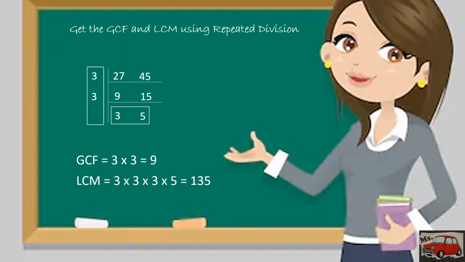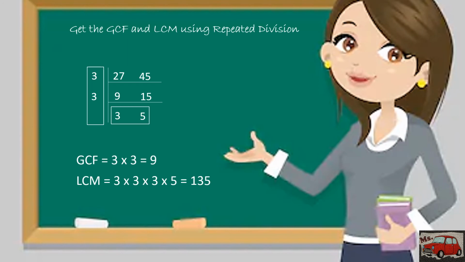Now, 15 and 9, composite numbers pa rin sila. So, let's try to divide them again to another prime number. So, 3. So, 9 divided by 3, that is 3. 15 divided by 3, that is 5. So, yung nasa ilalim natin na 3 and 5, parehas na silang prime numbers. So, we're done. So, let's get their GCF by multiplying the numbers na nandun sa kaliwa, which is 3 times 3, that is 9. So, their GCF is 9.